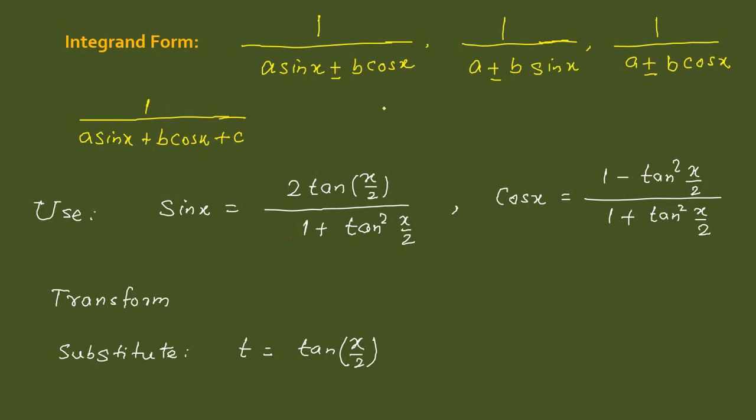For this, what transformation do we have to do? First of all, we do the trigonometric transformation, and then we substitute. You know the identity of sin x can be written in terms of tan as 2 tan x by 2 over 1 plus tan square x by 2. And for cos x you can write 1 minus tan square x by 2 divided by 1 plus tan square x by 2. These two values of sin x and cos x in terms of tan can be replaced in the integrand, and then after transforming, we substitute tan x by 2 as t.